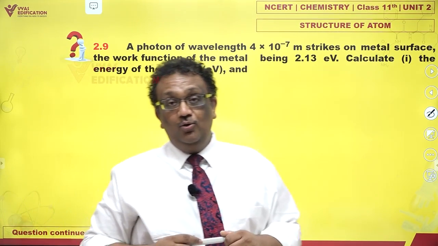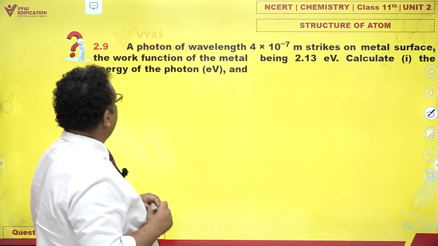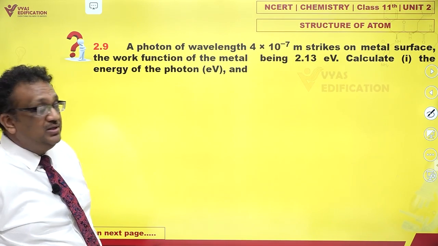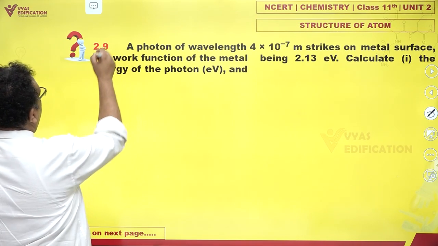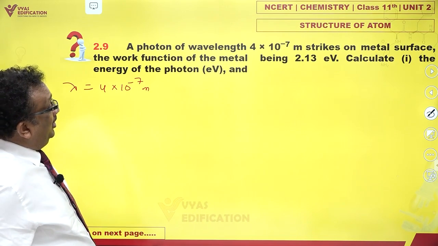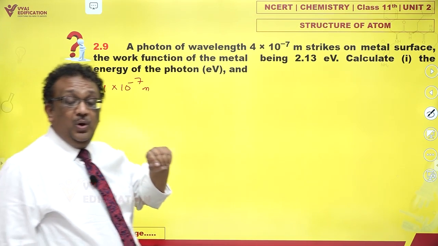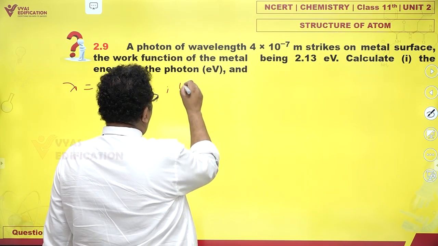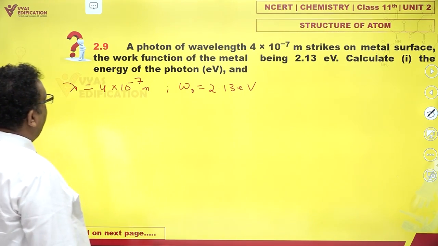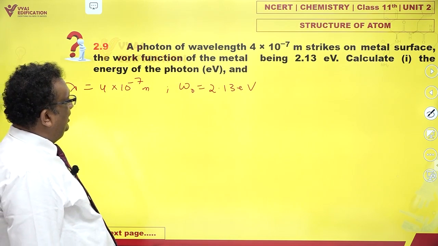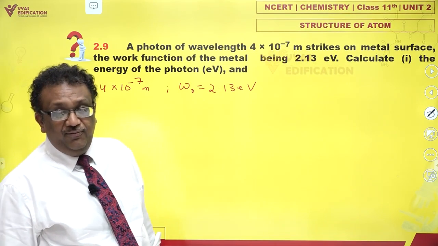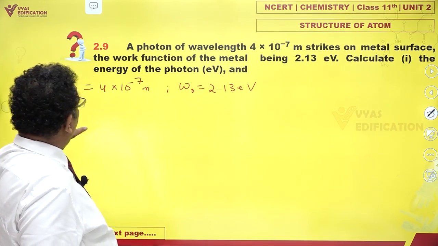Now, this is a question about the photoelectric effect. It says, a photon of wavelength 4 into 10 to the minus 7 meter strikes a metal surface. So let me note down the data. Lambda is 4 into 10 to the minus 7 meter. Work function of the metal being 2.13 electron volts. Okay. Work function is 2.13 electron volts. Calculate, 1, the energy of the photon in electron volts, and there are many things to calculate, it seems.